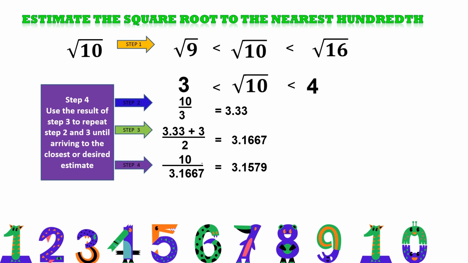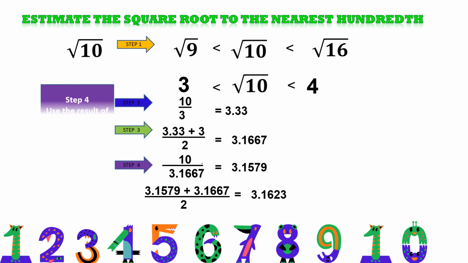Then, let us repeat step number 3. Step number 3, find the average. So, average this time ng 3.1579 at 3.1667. So, ang answer is 3.1623. The approximate value of square root of 10 to the nearest hundredths is 3.16. So, kukunin lang natin ang hundredths place.